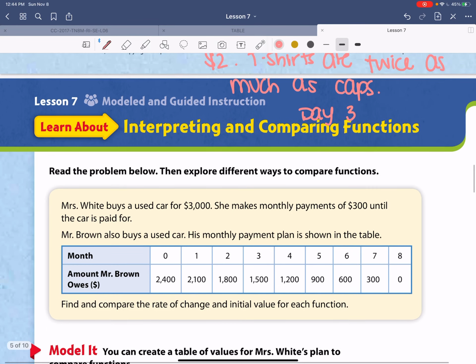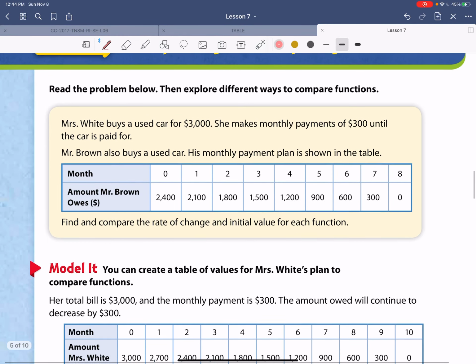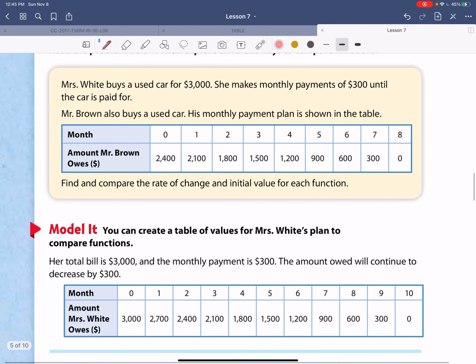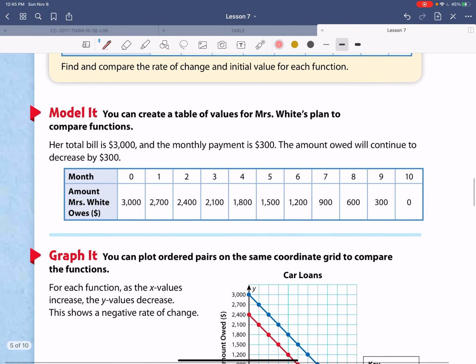Day 3, interpreting and comparing functions. Read the problem below, then explore different ways to compare functions. Mrs. White buys a used car for $3,000. She makes monthly payments of $300 until the car is paid. Mr. Brown also buys a used car. His monthly payment is shown in the table. Find and compare the rate of change and initial value for each function.